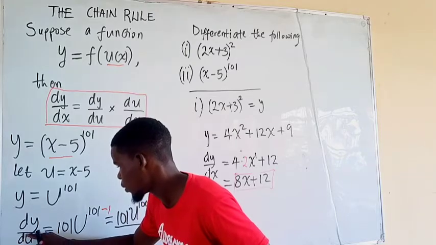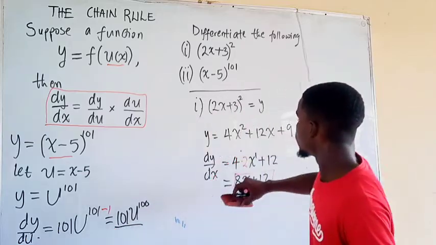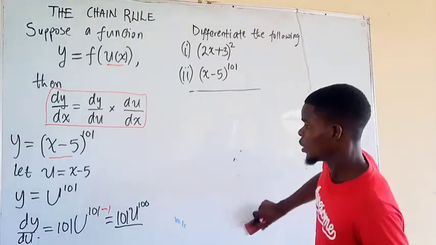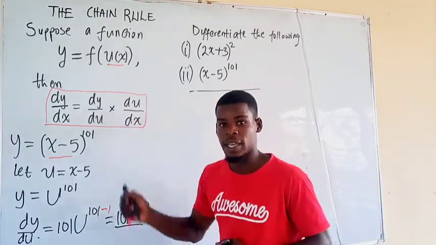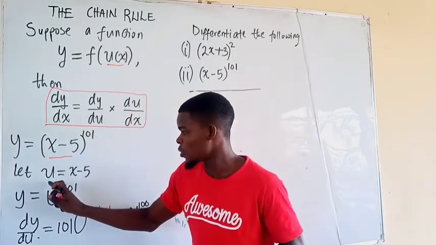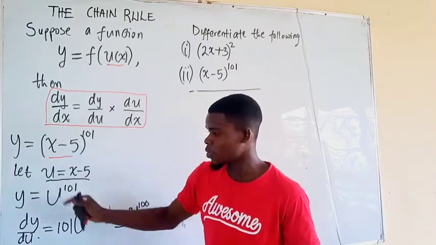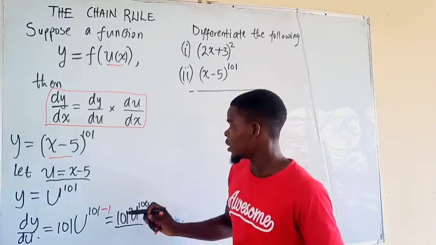Okay, good. And then the second component we need is, let me erase this part, du dx. And to get the derivative of u with respect to x, we will need to make use of this equation because this is a u written in terms of x. So from there we can simply get du dx.